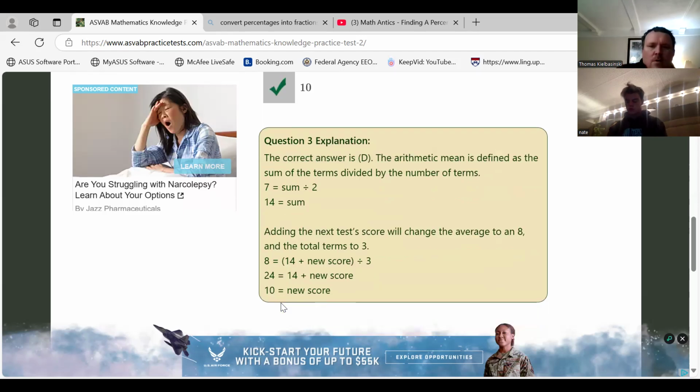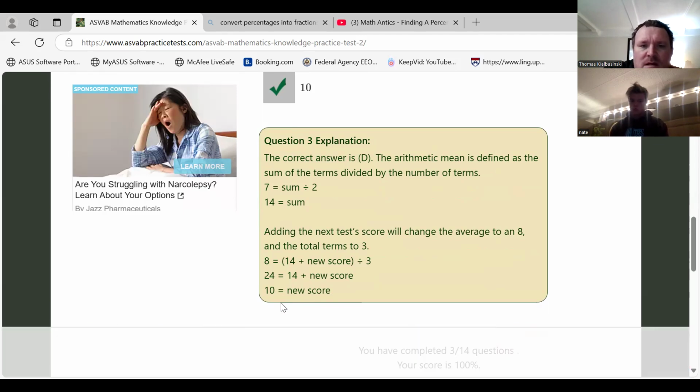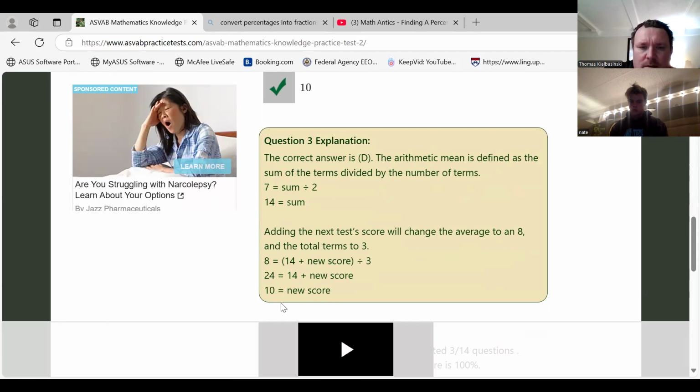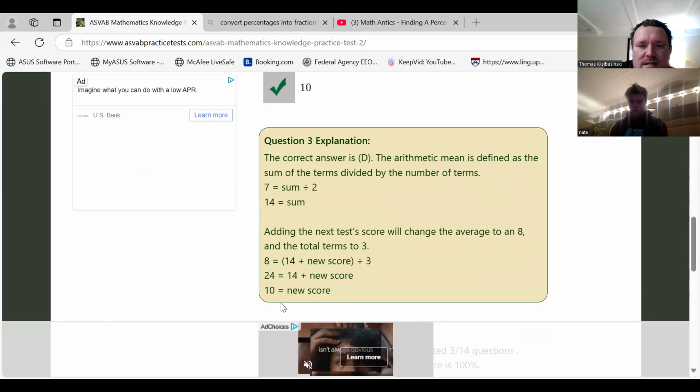All right. The correct answer is D. The arithmetic mean is defined as the sum of the terms divided by the number of terms. 7 equals the sum divided by 2. I wouldn't go through all this stuff. This is totally ridiculous how they're going through. 14 equals the sum. Adding the next test score will change the average to an 8. The total terms go to 3. 8 equals 14 plus a new score divided by 3. 24 equals 14 plus a new score, and 10 equals the new score.